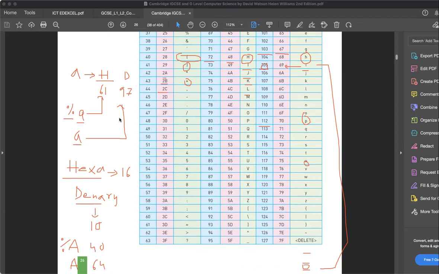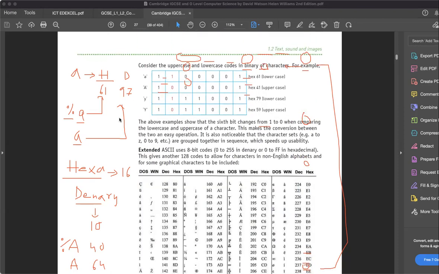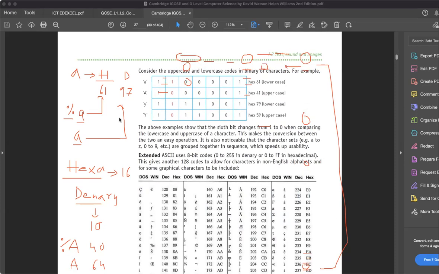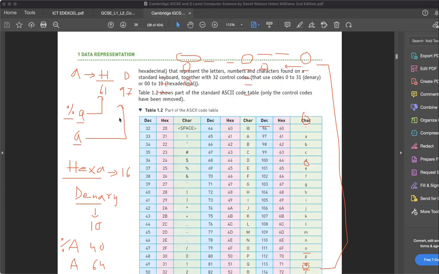So you can see here, ASCII codes are used by the computer in order to understand. ASCII codes use two values, hexa and denary, right? Yeah.